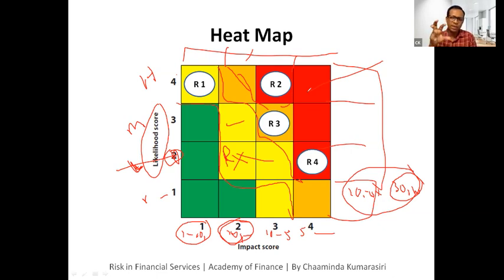When you want to bucket, we need to put these risks into different buckets. You put both R2 and R4 in the same bucket because in your grid, both of them are in the red zone. R3 in one bucket, R1 in another bucket. That's how you park these risks. Am I clear now?